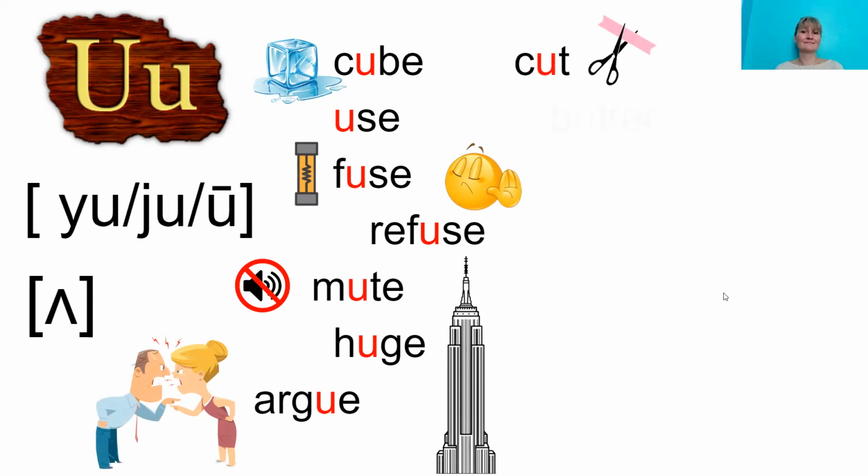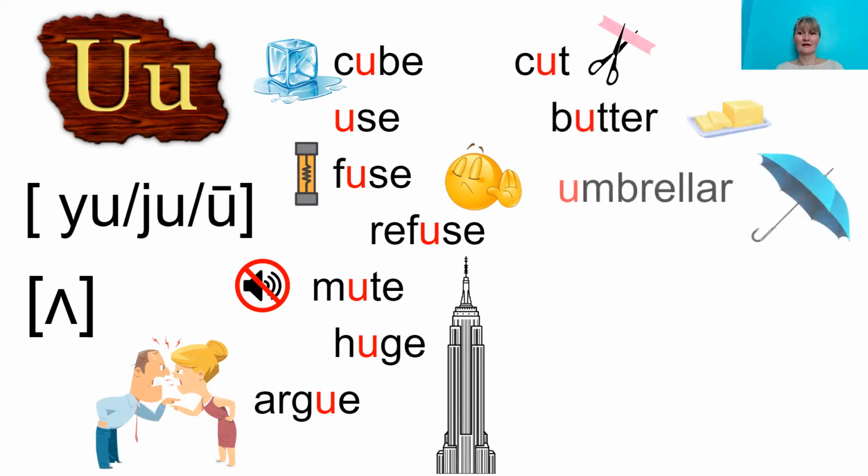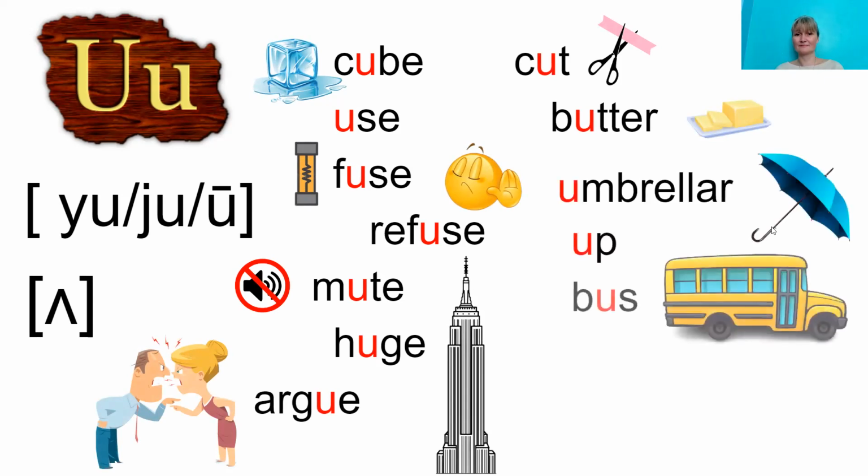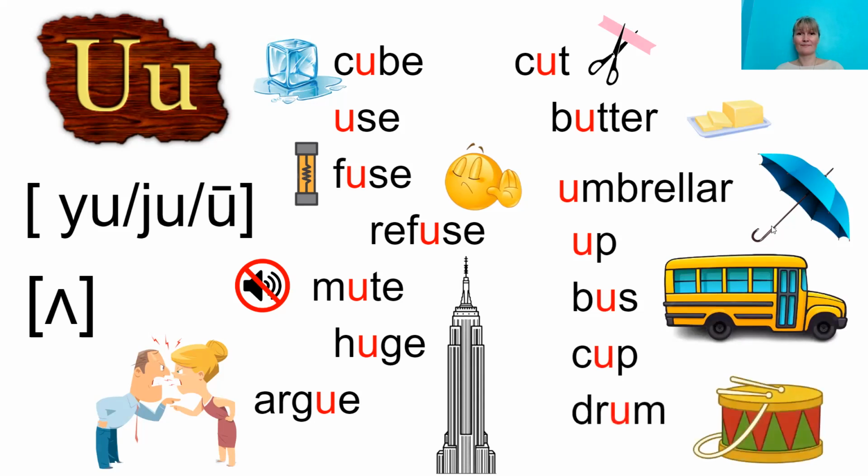Cut, butter, umbrella, up, bus, cup, drum. So you can pause the video as always and read these words again. So U says U or U says A in closed syllables.